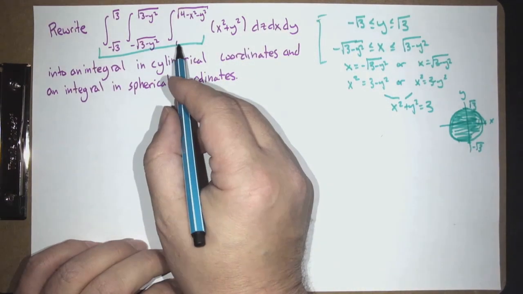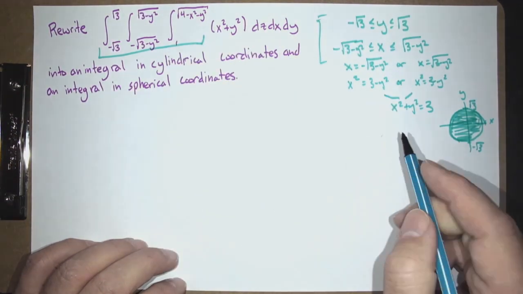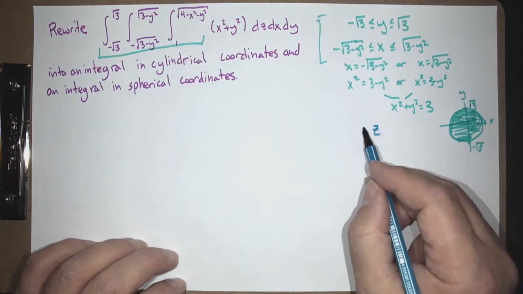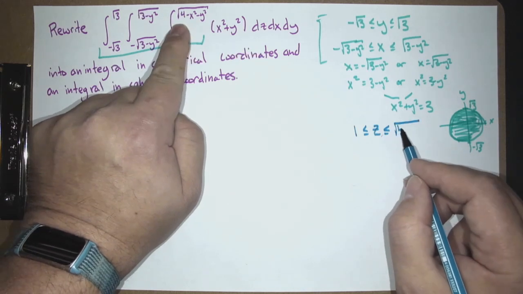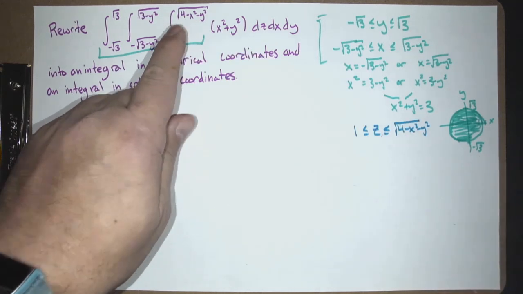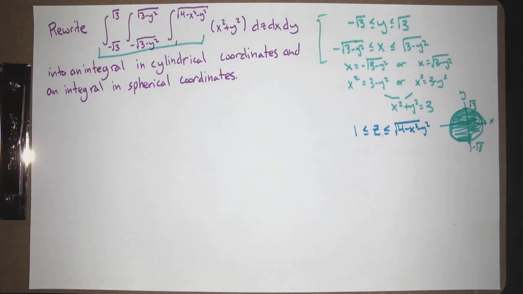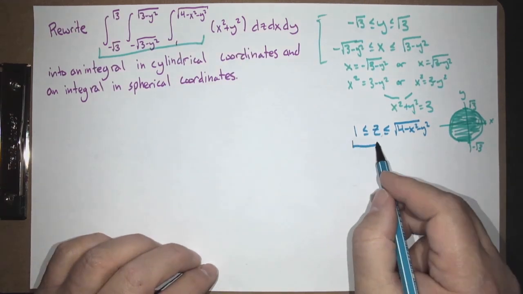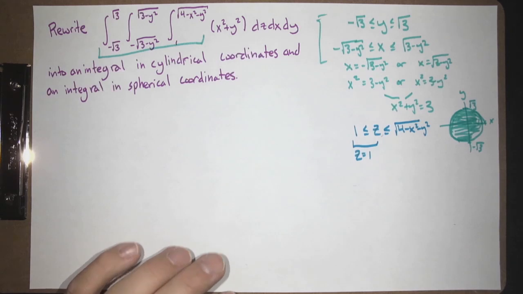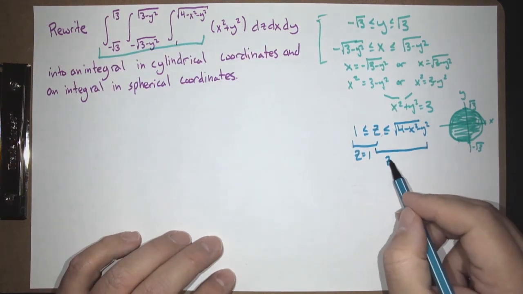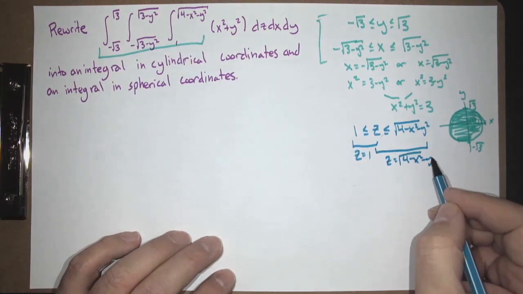What do we know about z? It's between 1 and the square root of 4 minus x squared minus y squared. These are surfaces. Do we know what z equals 1 looks like? It's a plane, a lot like the xy plane, but it's moved up. What about this other part, z equals the square root of 4 minus x squared minus y squared?